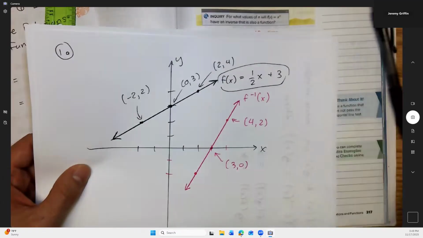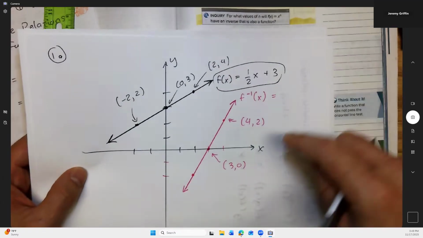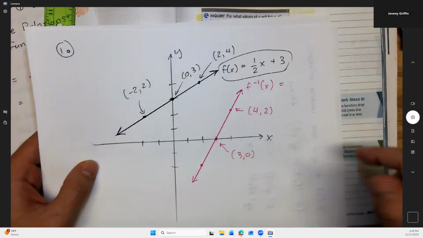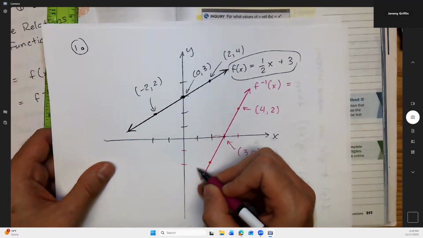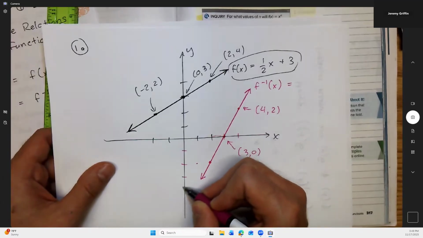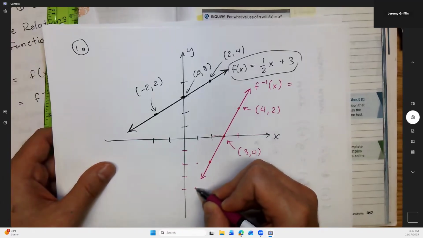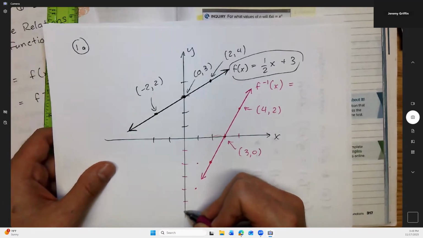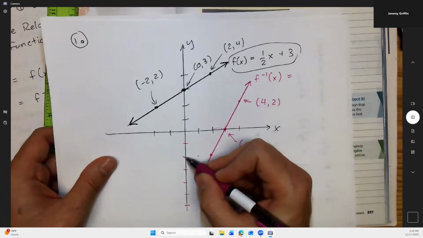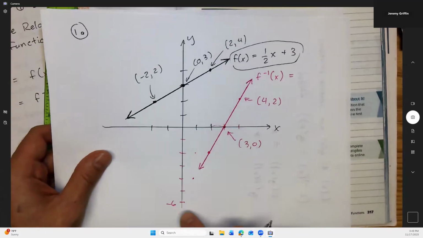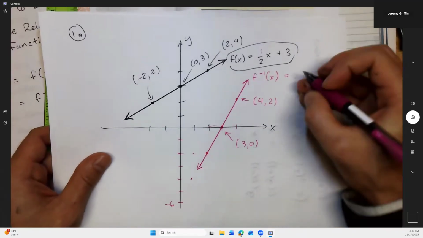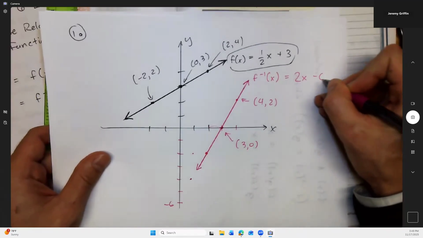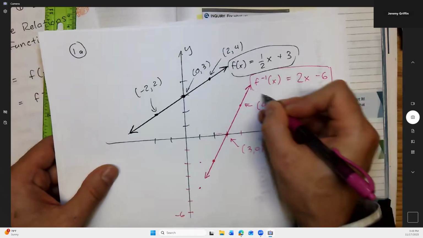How about this pink expression? What would this be? Well, if I continue back down, this is back 1, down 2; back 1, down 2 again would bring you down here; and then back 1, down 2 again would bring you down here. So that's negative 2, 4, 6. This is negative 6, so this has a y-intercept at negative 6, and it has a slope of up 2 over 1. So this would be 2x minus 6. So that's the equation of the inverse.